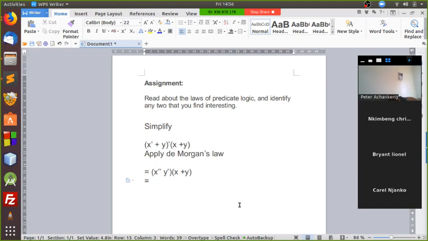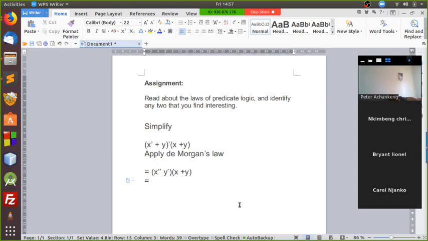And now you use the distributive law here. Distribute it: x, y prime, x plus x, y prime, y. Okay? x times x. y prime times y. Which is that one?